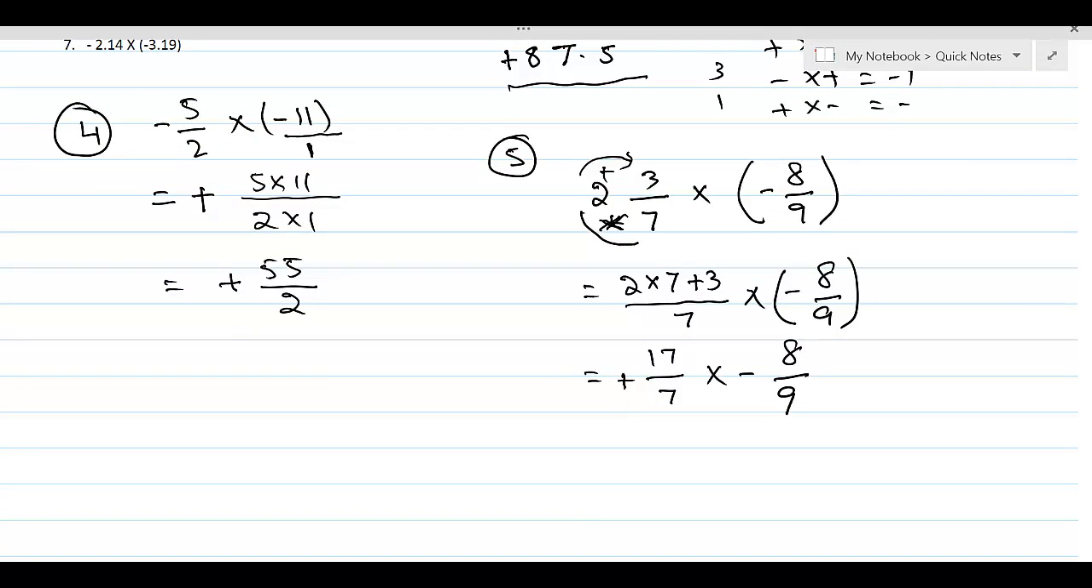So 17 times 8 should be equal to 136 if you multiply. So that would be 1, and this will be minus because positive times negative is negative, and this is 136 over 9. 7 times 9 is 63.